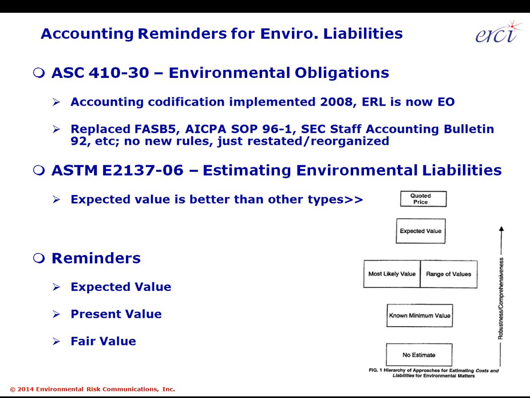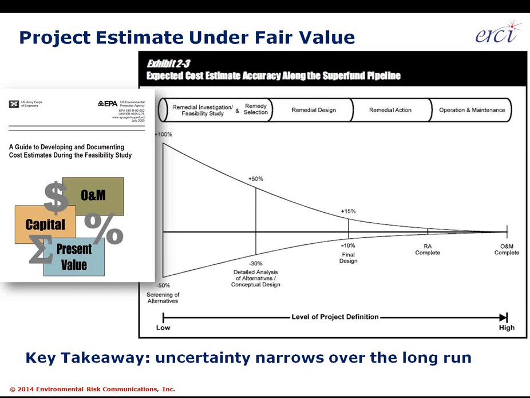Expected value, meaning it's a robust number. Present value, it's brought back to today's dollars. Fair value, it's as though another party were going to take on the liability from us. A good way to think about environmental liabilities comes from US EPA's guide to developing and documenting cost estimates during the feasibility study. And it's just basically the idea of a funnel diagram.